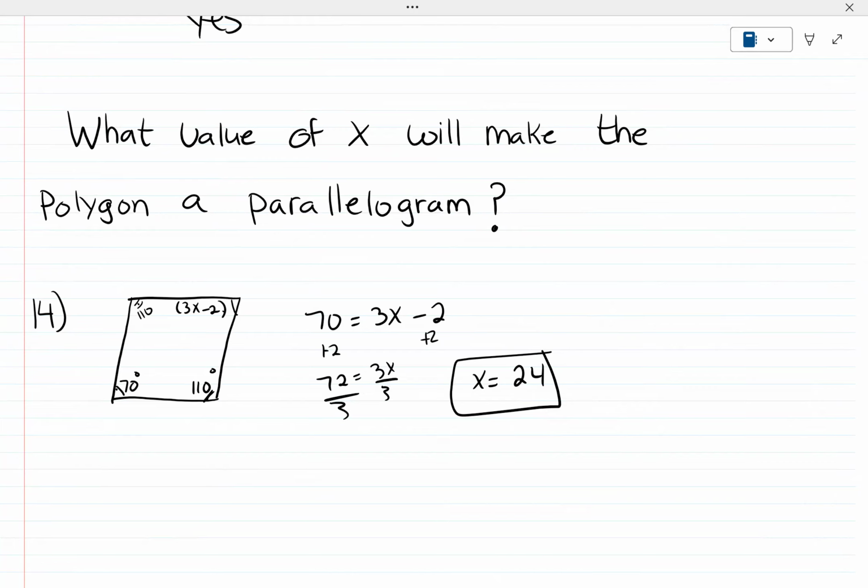The other way you could do this is we said that this angle is supplementary with this angle, so you could also have said 110 plus 3x minus 2 equals 180. And that will give you x equals 24 when you do the work. Okay.